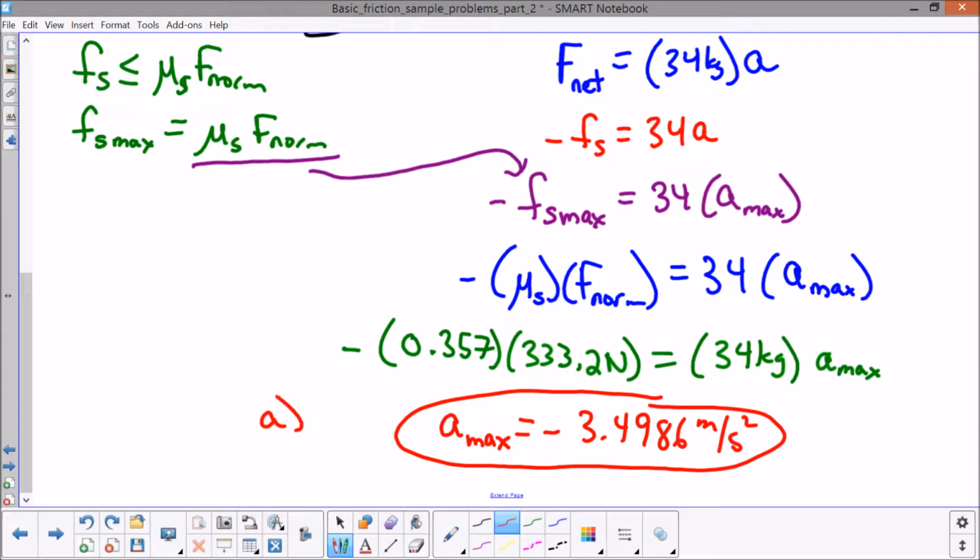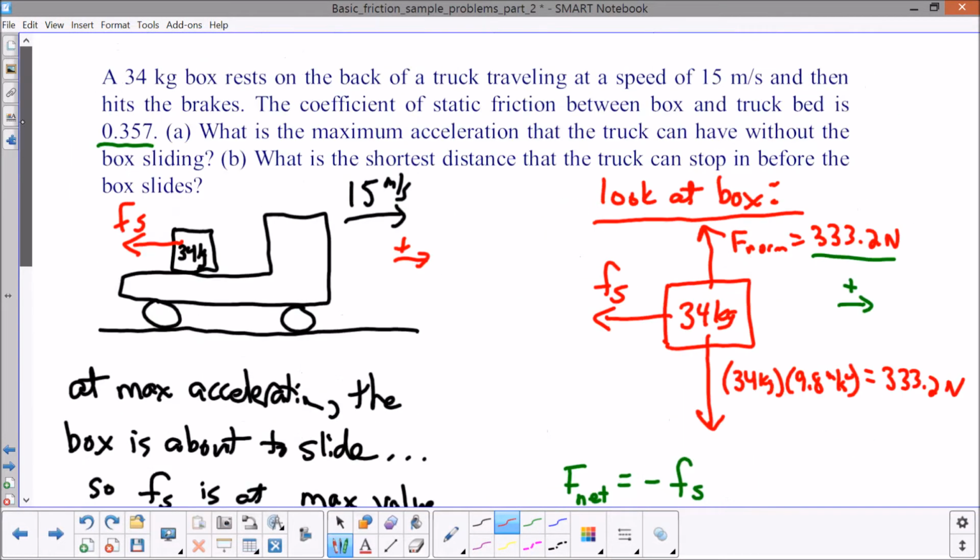Again, this is what we were being asked to find in Part A. Part A wanted to know what is the maximum acceleration that the truck can have. The maximum acceleration that the truck can have is the same as the maximum acceleration that the force of static friction can cause the box to have. So we want the maximum acceleration that the truck can have without the box sliding. That was the key phrase in there: without the box sliding.